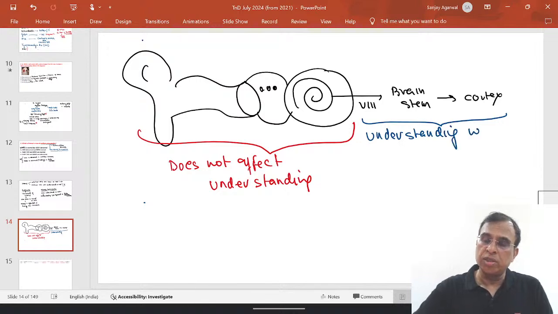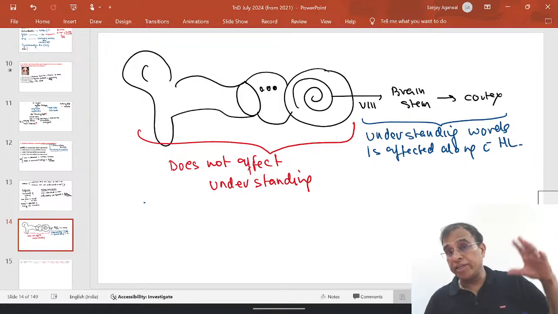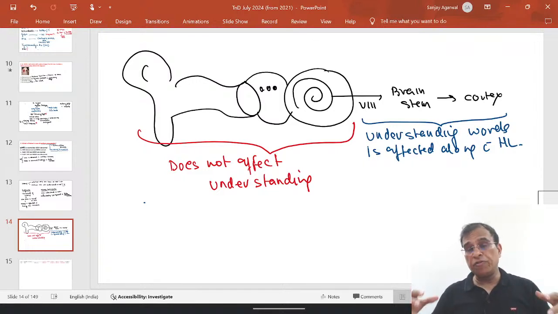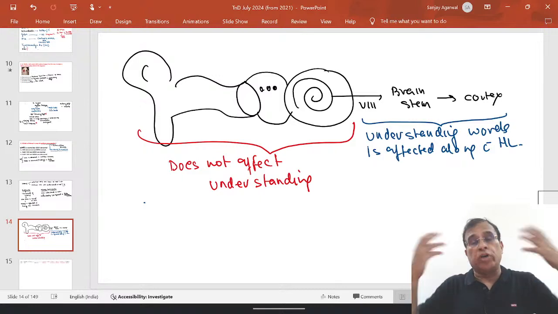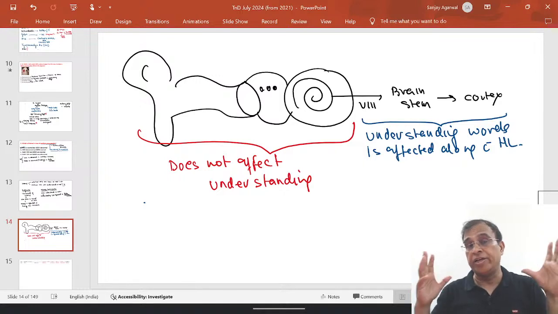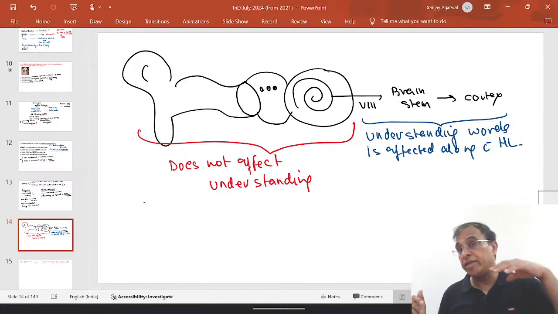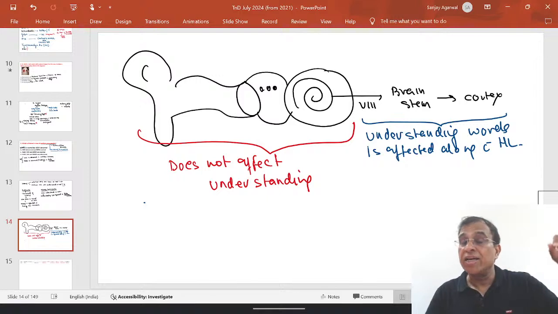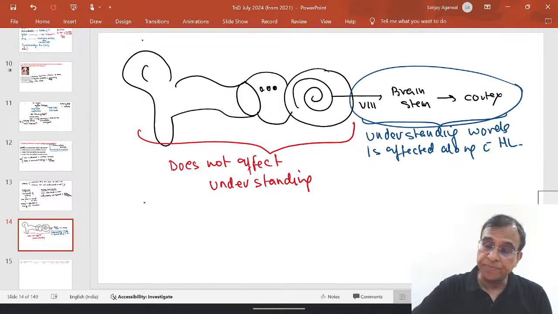Understanding words is affected along with hearing loss. So, along with the hearing loss, the patient's understanding also is affected. Now, if we start speaking in a louder voice, or if you give a hearing aid, they can hear the sound because you are speaking louder. But they cannot understand all the sounds. So, the hearing is affected and the understanding is affected. So, this happens in retrocochlear disease mainly.